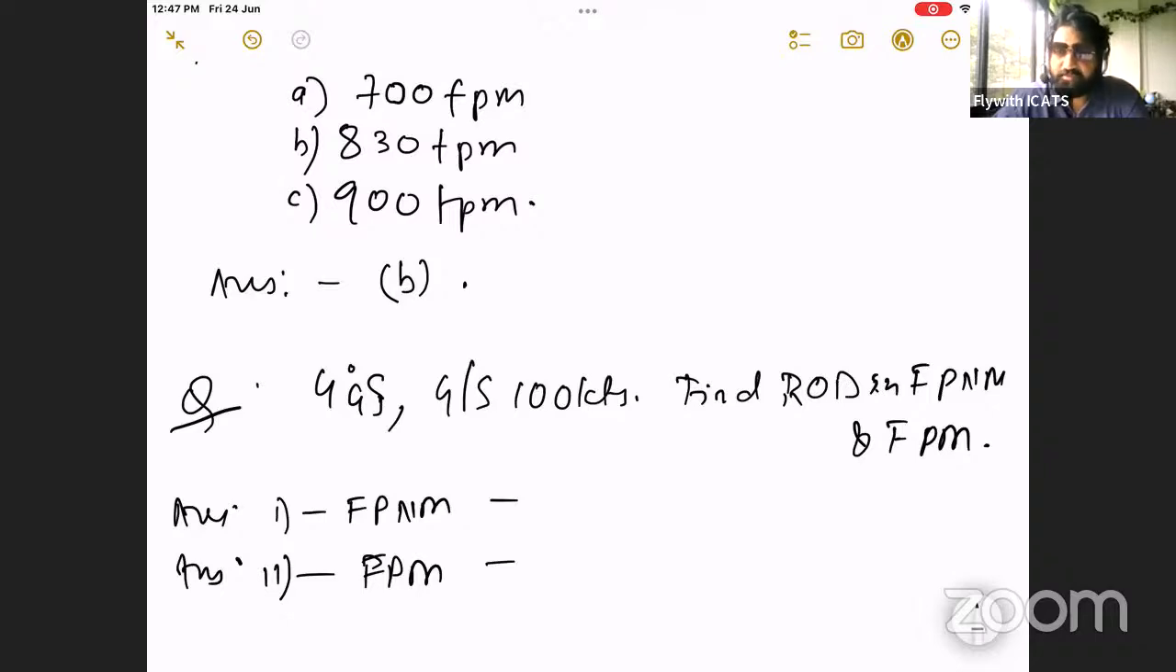Lakshya, your answer in feet per minute is incorrect. Feet per nautical mile, his answer is simple. 100 into the glide slope angle.